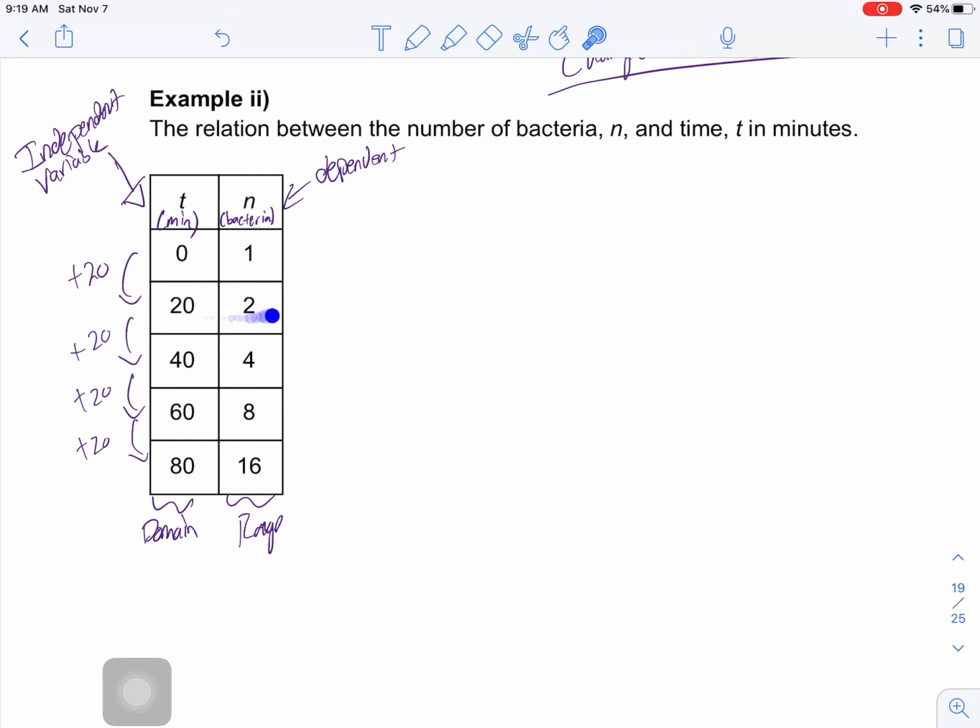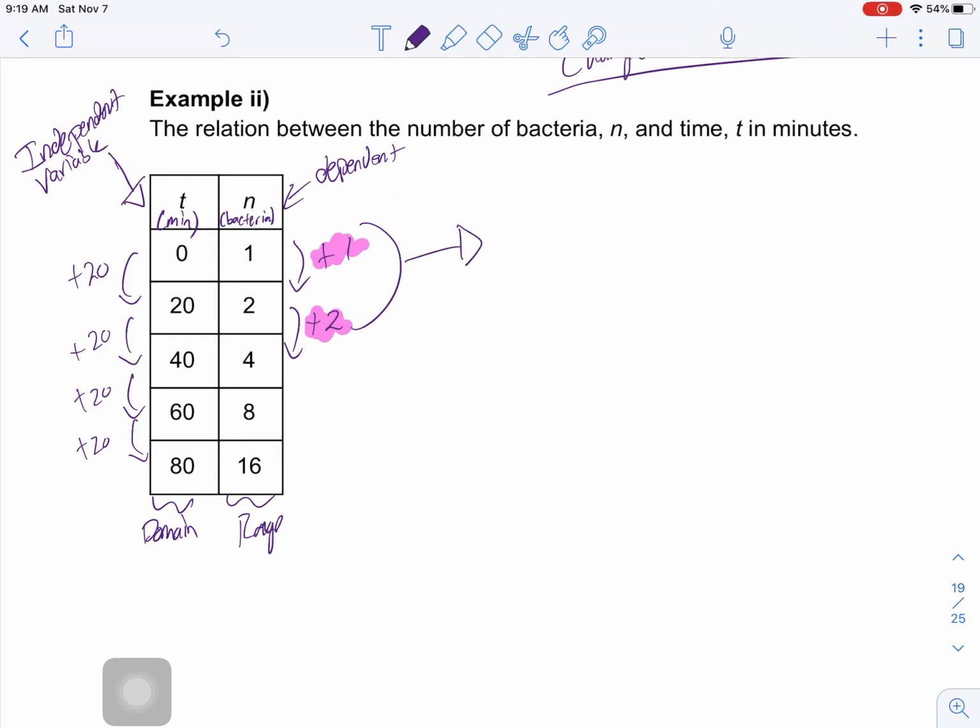But remember, both of them have to. So let's check over here. So my bacteria, how do I get from 1 to 2? Well, I add 1. 1 plus 1 is 2. How do I get from 2 to 4? Well, 2 plus 2 is 4. I actually can stop here because notice that the change is not constant.